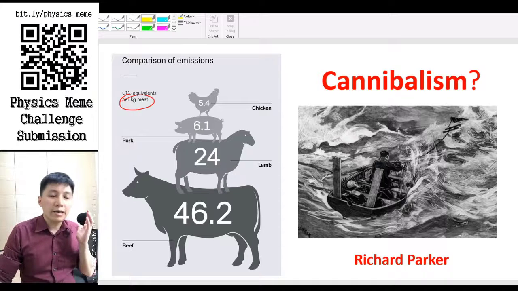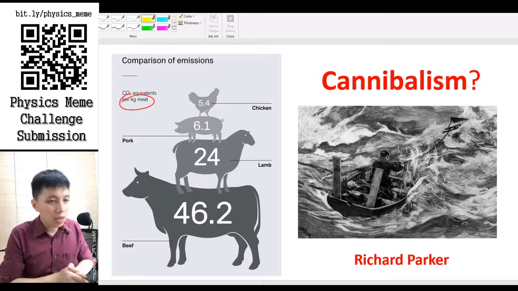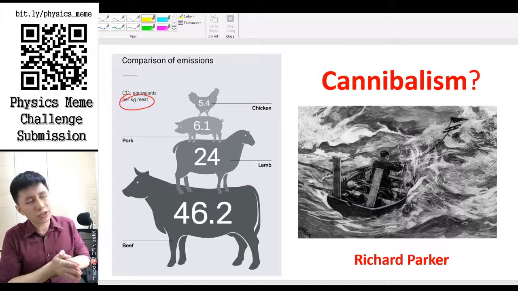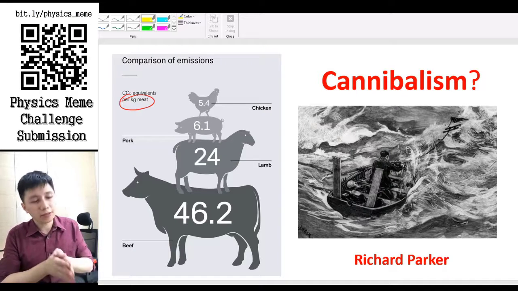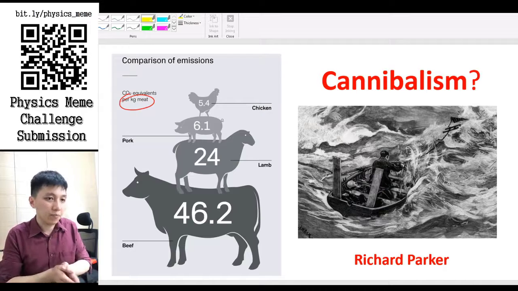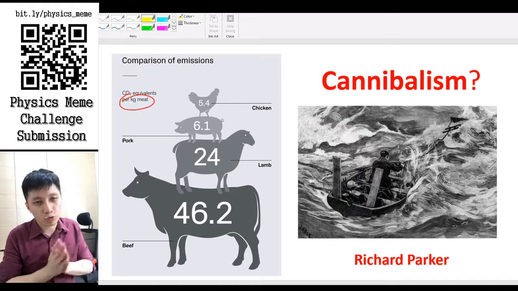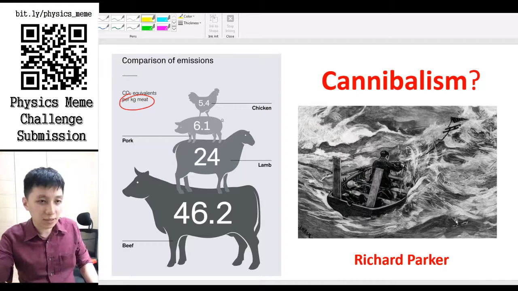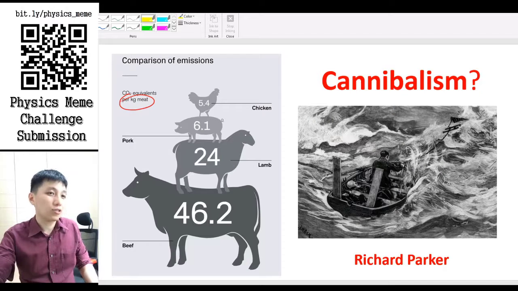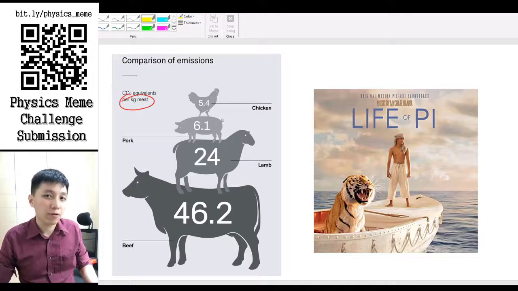Don't get me wrong, I am not trying to encourage any sort of cannibalism by any means. However, there is a very interesting story, by the way, that I would like to share with you very quickly, and that was a real incident of cannibalism. It is related to a young sailor called Richard Parker. Some of you may know about it, because this is a real incident that turned into the story called The Life of Pi. You may have read the book or watched the movie before.